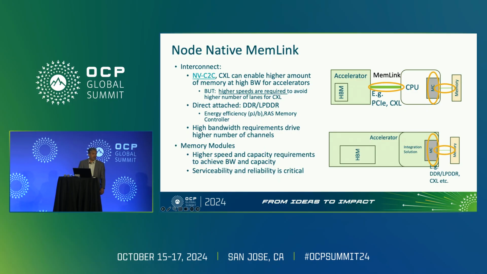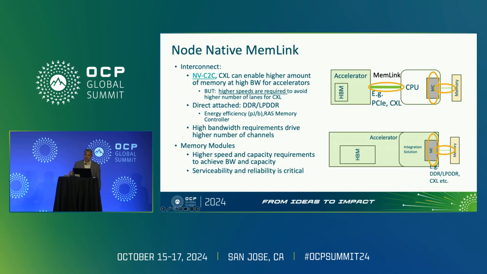You could have a DDR or LPDDR coming off of the accelerator directly. We want to make sure that the solution is absolutely taking into consideration the RAS considerations, energy efficiency from a picojoule per bit perspective. But in general, I think as we go into this solution, the way to build the solution would be to require enough bandwidth, which basically means enough number of channels if these are DDR or LPDDR, and the right amount of speed and the capacity for the models.